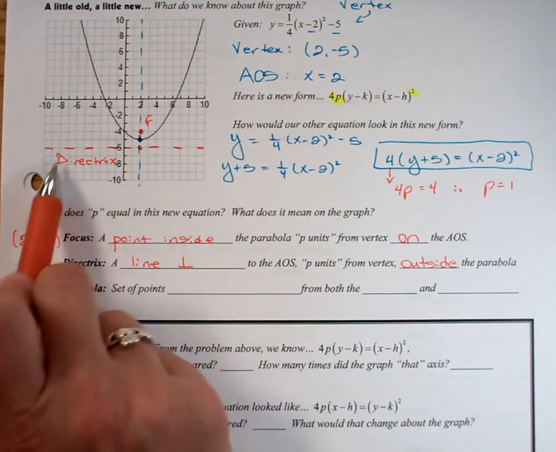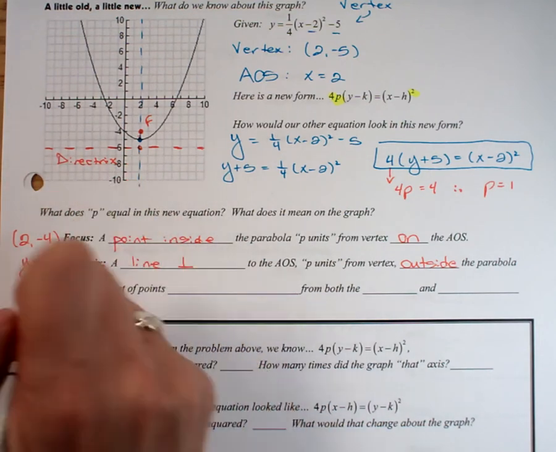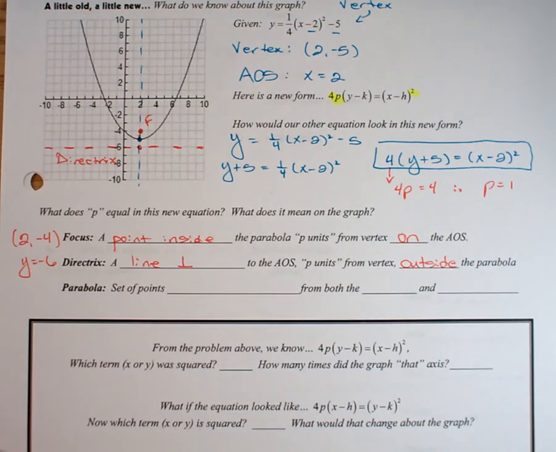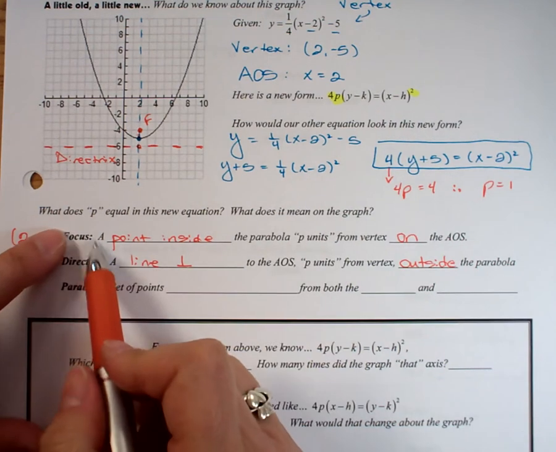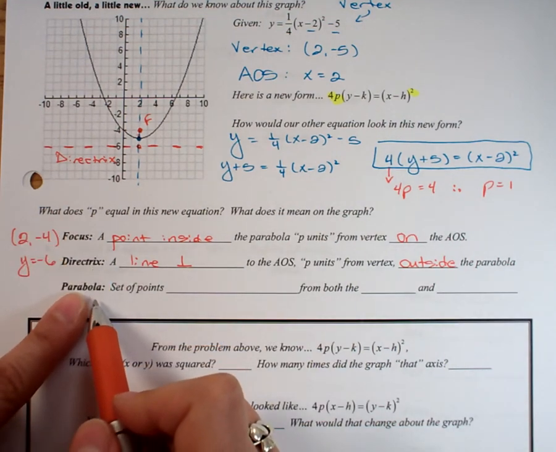And our directrix is, of course, going to be a horizontal line, so it's going to be y equals, and I can see that it's at -6. So those are important. The last thing that we can do is take this focus and directrix and then talk about our definition for a parabola.